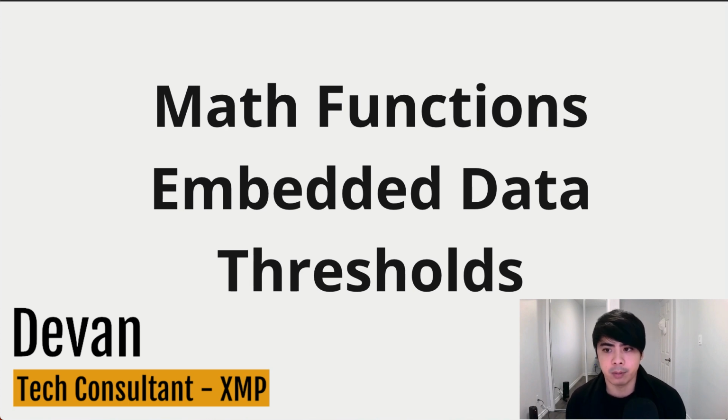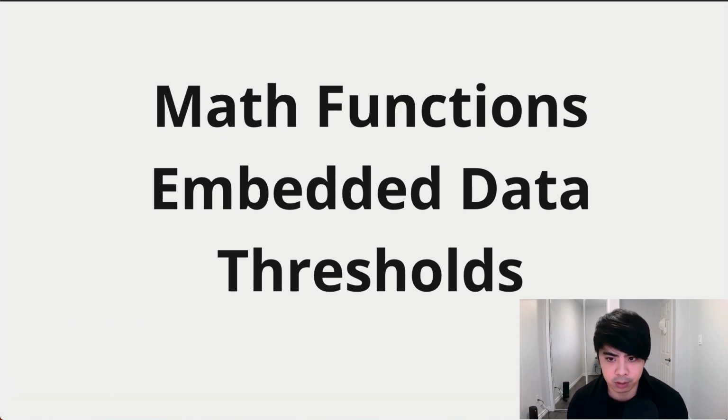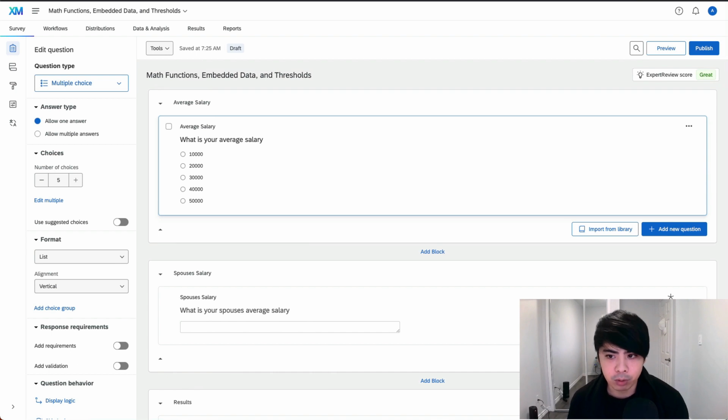Sometimes in a survey, you may want to determine if a customer meets a certain threshold by performing a math function between two survey questions. If they meet that threshold, you can show additional questions, you could end the survey, you could even redirect them to another survey if you wanted to.